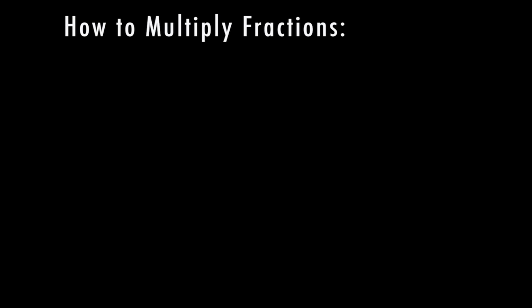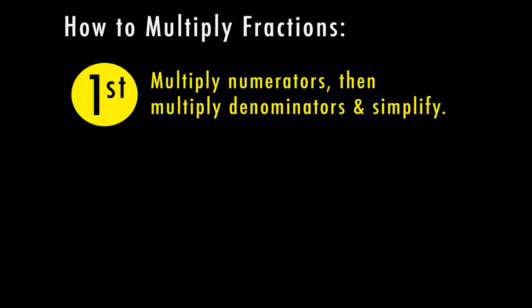Let's go ahead and recap the steps. So the first step when multiplying fractions is if it's just 2 fractions, we want to multiply straight across the top, the numerators, and then straight across the bottom, the denominators, and then we're going to simplify or reduce.